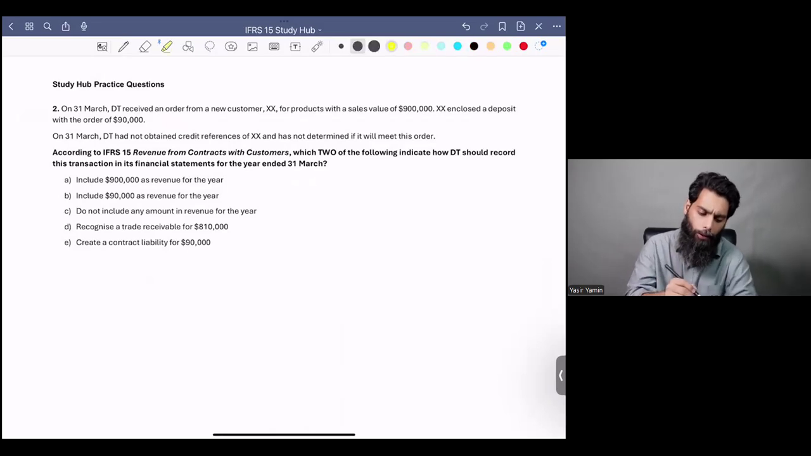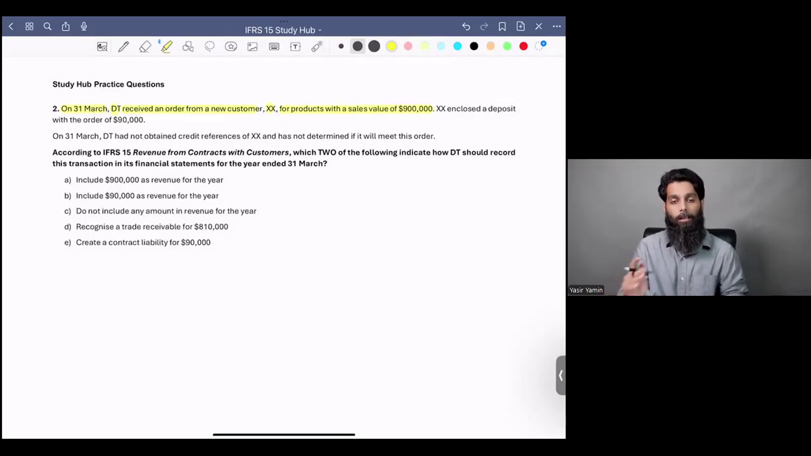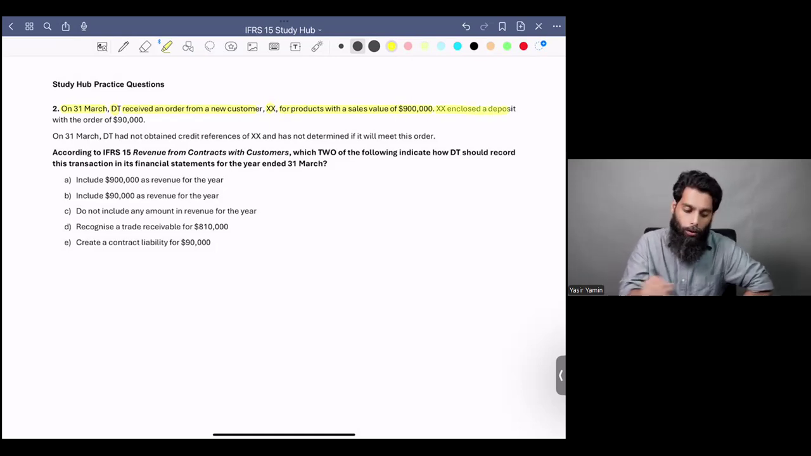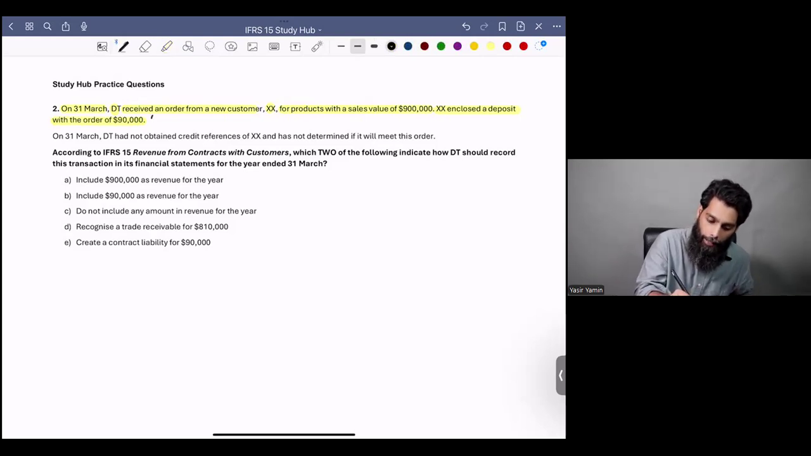In the second question, your examiner says that on 31st March, DT received an order from a new customer XX for products with a sales value of 900,000. There is a contract between two parties and it's a contract for $900,000. XX enclosed a deposit with the order of $90,000. It is a 10% advance.